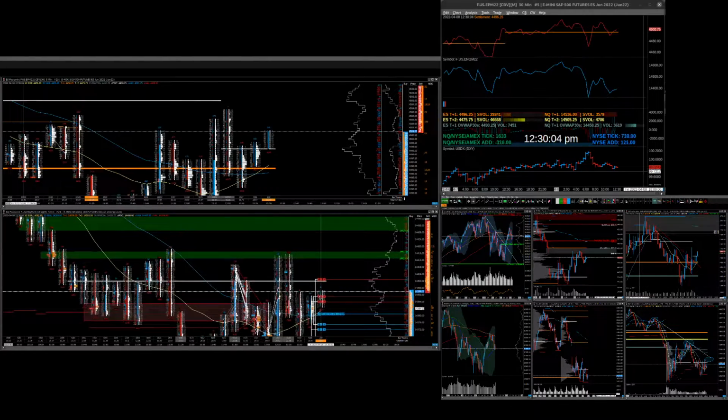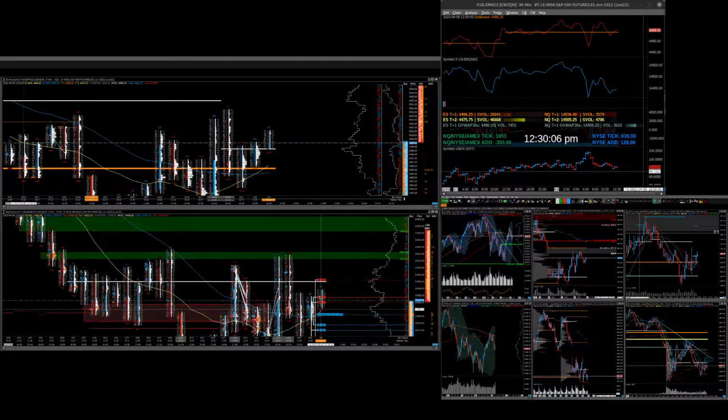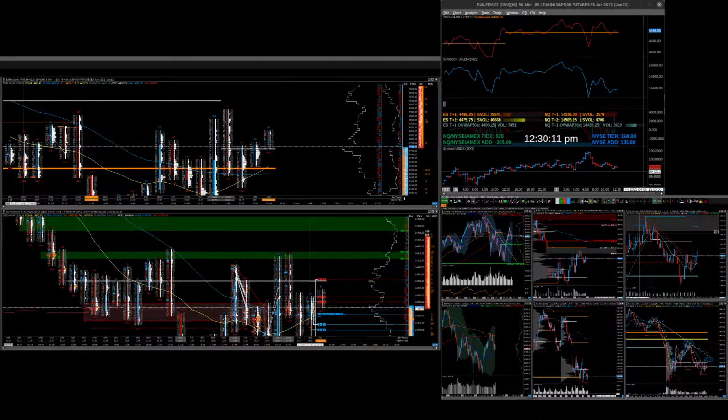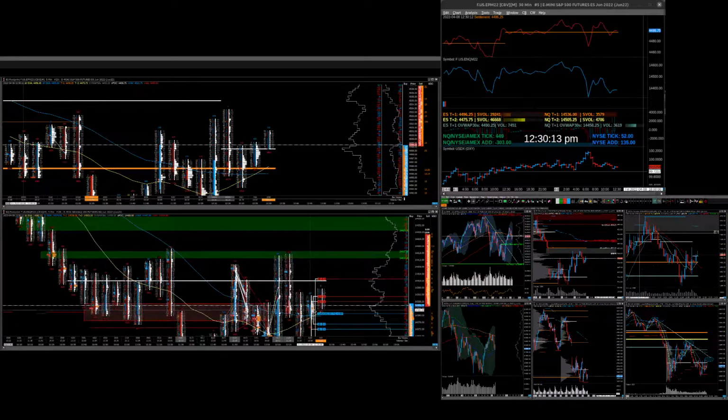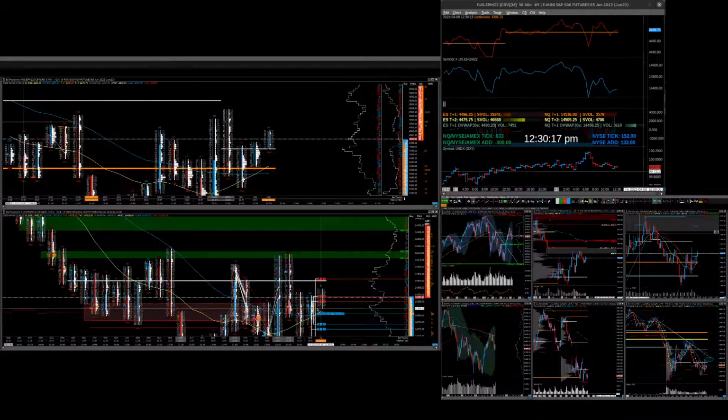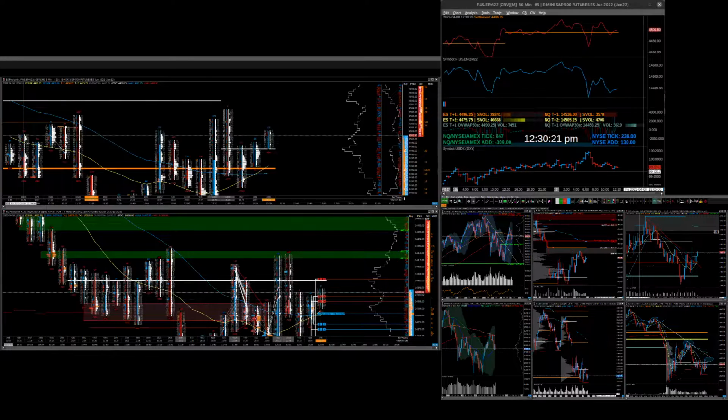Ding! Uh-oh. POC above, guys. Is that it? Alright, let's see. Alright, so see the orange right there? Short term, bounced right to it. So it's high volume. And then back up. Let's see if they want your liquidity to the upside to push it even higher.